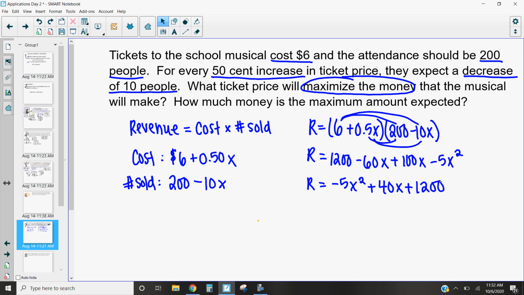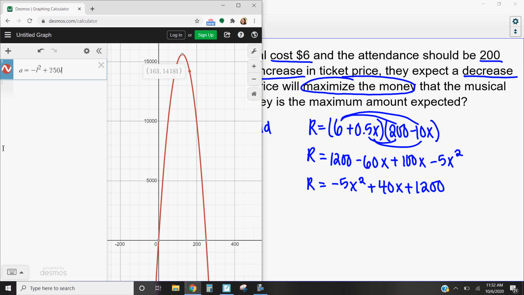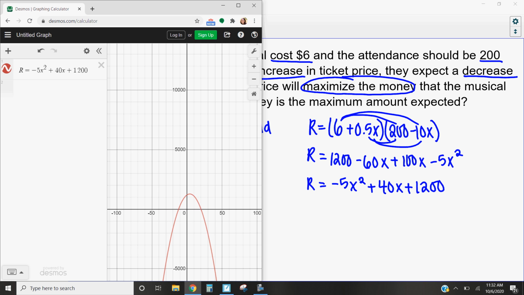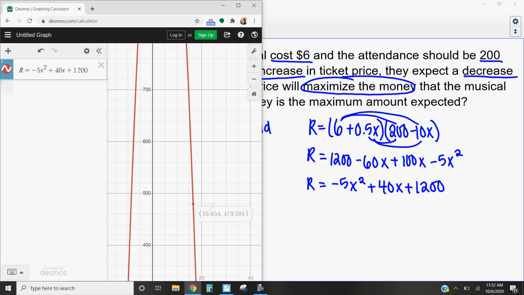So let's graph it on Desmos. I'm going to graph it here, and we are looking at this revenue equals negative 5 times our changes squared plus 40x plus 1,200. Okay, so here is our graph. We're going to zoom in right here. Okay, here is our graph for you.